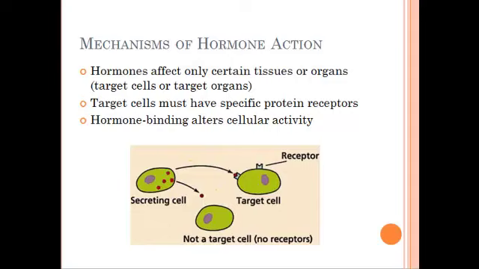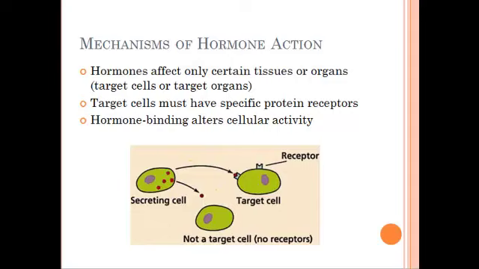And this comes down to receptors on the cells. So hormones, even though they are generally flowing around the body, are very specific to the target cells that they are going to be signaling. And the way they do this is with receptors on the cell.